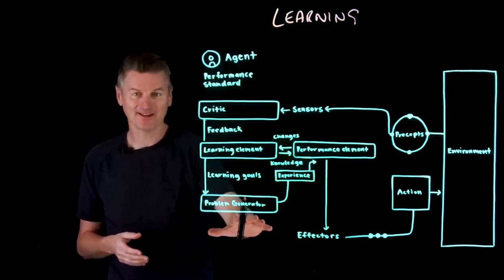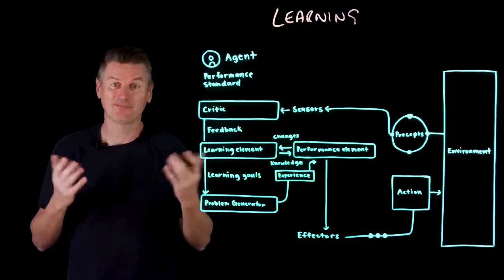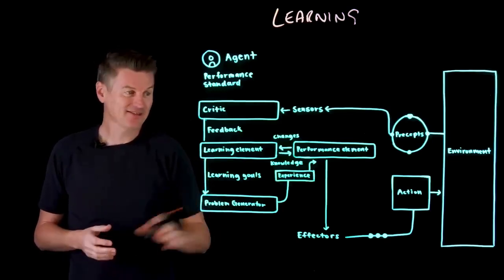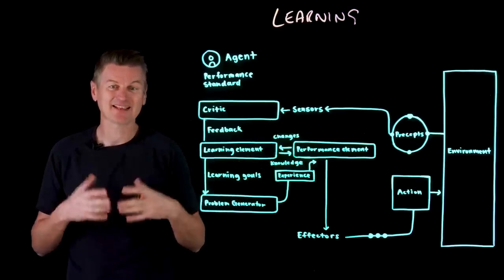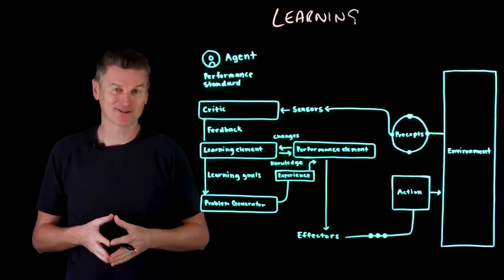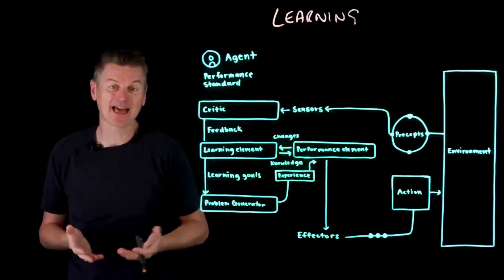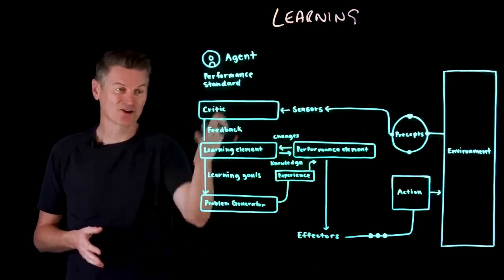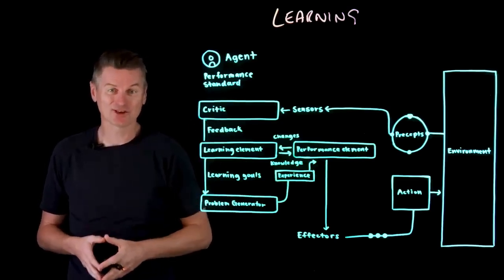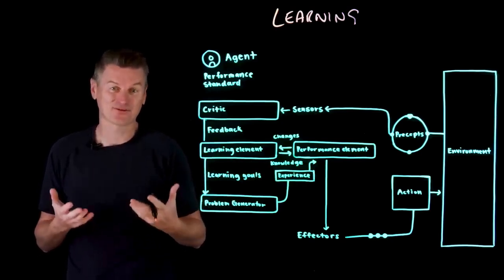Now, the problem generator suggests new actions the agent hasn't tried yet, like try a different path, see if it's any faster. And then the performance element selects actions based on what the learning element has determined to be optimal. So think of an AI chess bot: the performance element plays the game using current learned strategies. The critic will see that it lost the match. The learning element adjusts its strategy based on the outcomes of thousands of games, and the problem generator suggests new moves that it hasn't explored yet.